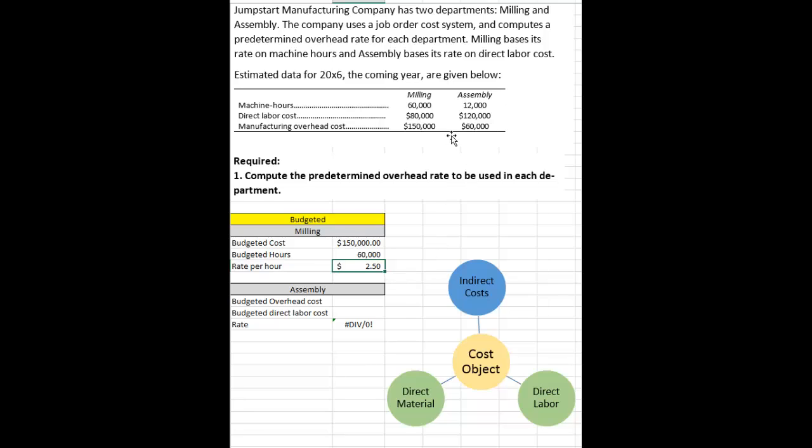Now the assembly area, that cost pool, is my manufacturing overhead of 60,000, and they don't allocate those costs based on a machine hour. Instead they do it on direct labor costs. So again, budgeted overhead costs divided by budgeted direct labor costs, 120,000, means that for every $1 of direct labor we estimate or allocate or apply to this job, we have to add to it 50 cents of assembly overhead. So those are your rates using the normal costing method.